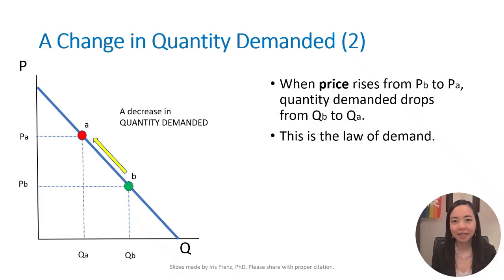Here is another example of a change in quantity demanded. When the price goes up from PB to PA, then the quantity demanded drops from QB to QA. Graphically, we observe a movement along the same demand curve from point B to point A.